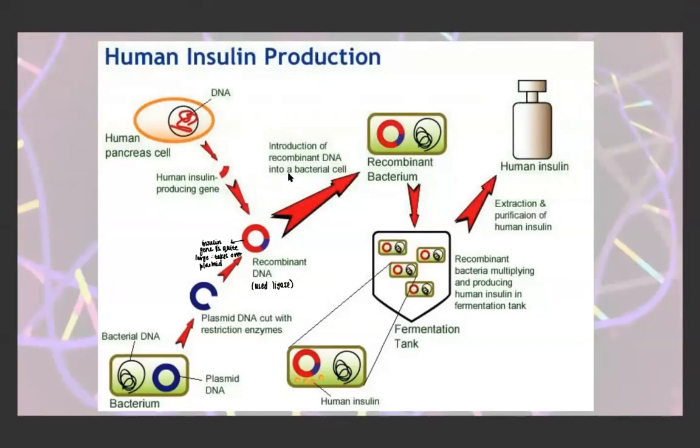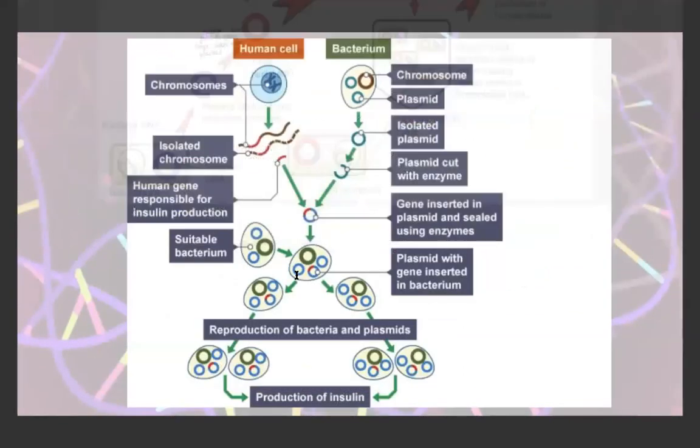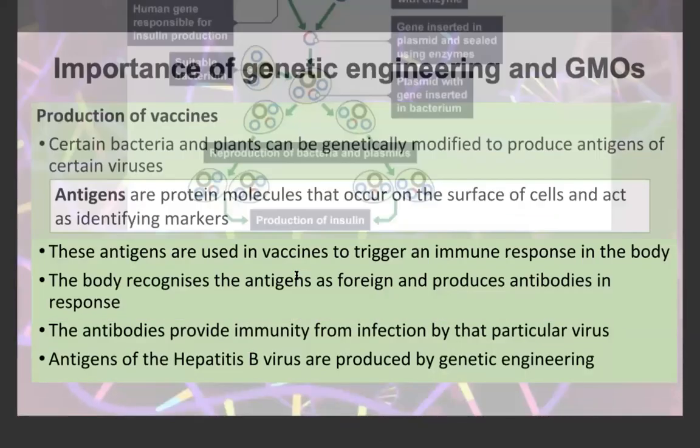So this is the process where you have a human pancreatic cell, you take out the insulin producing gene. You have a bacterial cell, you take out the plasmid, cut the plasmid, insert the recombinant DNA. You then put it back into the bacterium and you now have a recombinant bacterium. This bacteria reproduces over and over, and it continues to produce human insulin. The human insulin is then extracted and purified, and that's how we get our insulin. So the two important enzymes for this are the restriction enzymes and DNA ligase. This is another diagram of the same process.